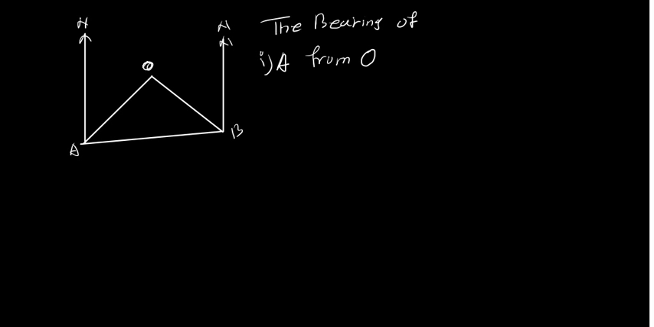Okay, so let's say we have our angle here. Here we have O, here we have A, and here we have B. Now let's say a question is asking to find the bearing of, I'll just write the bearing, the bearing of A from O. We are going to use this one as our first example.